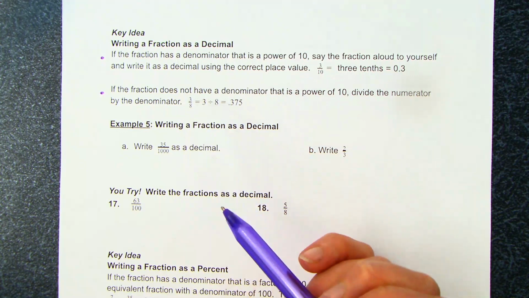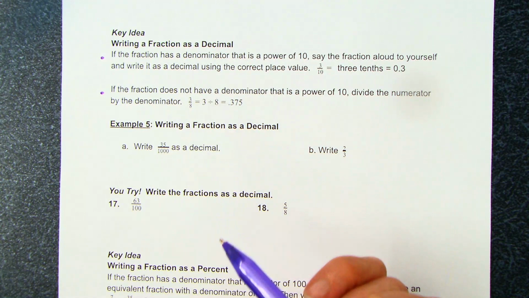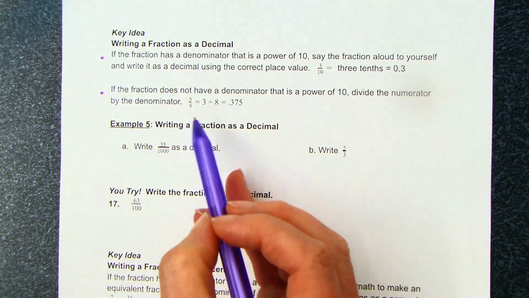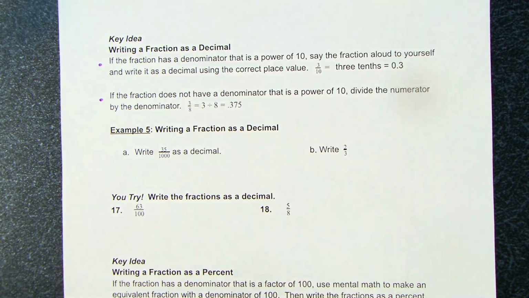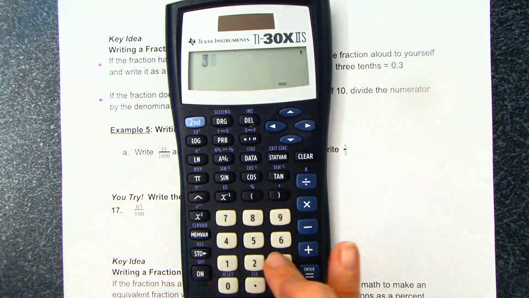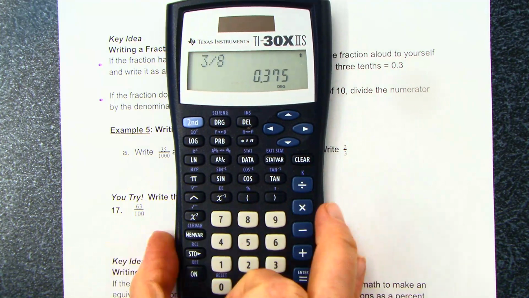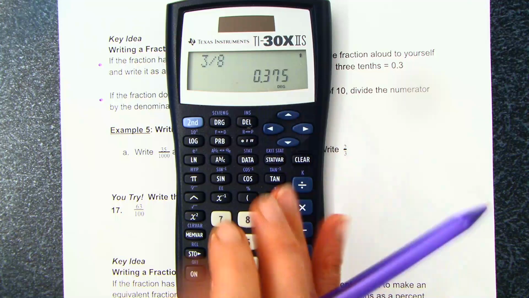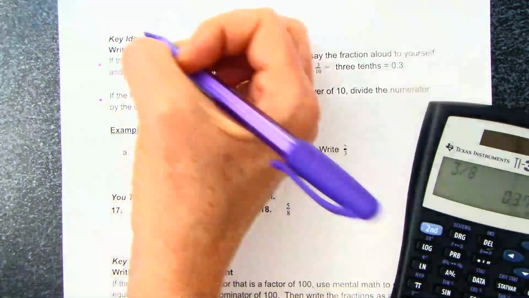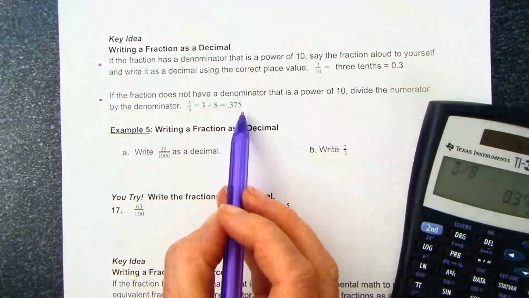But if it doesn't have a denominator that is a power of 10, then you have to divide the numerator by the denominator. So if I have 3/8, I can do 3 divided by 8. Hopefully you know how to do division by hand, but since you're in Advanced 2, you are allowed to use a calculator. So now you've got 0.375. Where am I? Thousandths. All right.